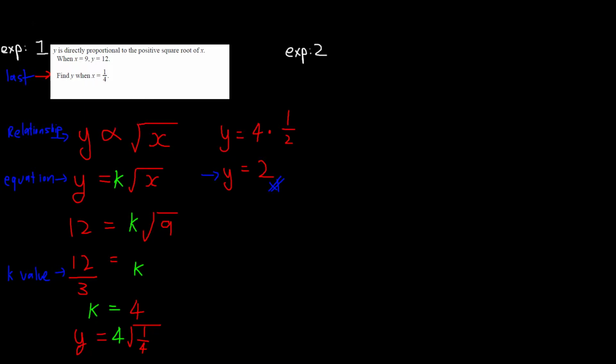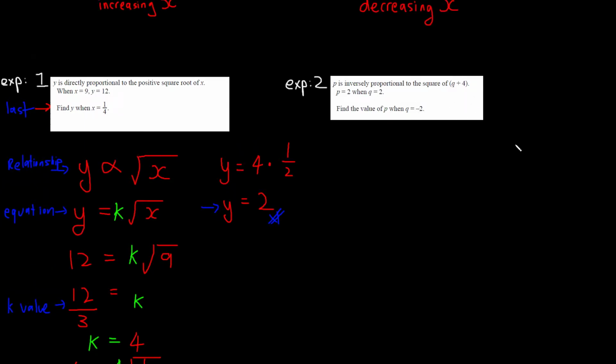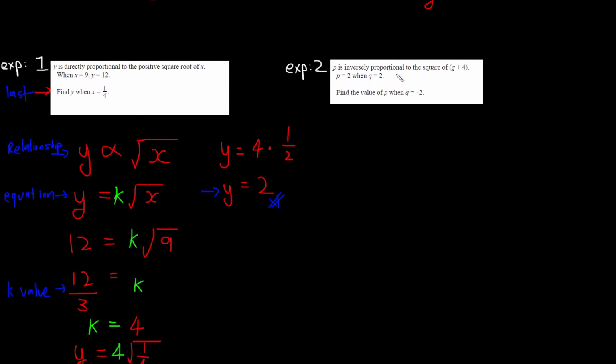Now let's look at another example for inversely proportional. Now, most of the time you have to read the questions properly. Okay, P is inversely proportional to the square of q plus 4. So first we have to start with our relationship first. P is inversely proportional. Inversely is 1 over whatever this is, right? The square of q plus 4. Don't forget the square, okay? Q plus 4 square. Okay?